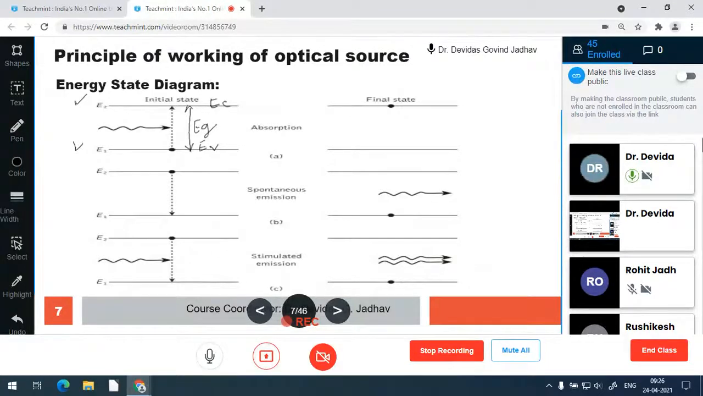Okay. Now in figure A, there is absorption. In figure B, there is spontaneous emission. In figure C, there is stimulated emission. So this is figure A, this is figure B, and this is figure C.